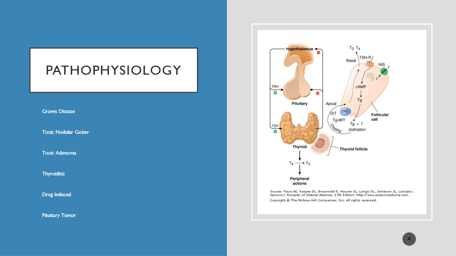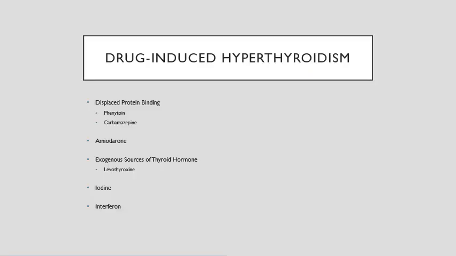Other sources of hyperthyroidism are toxic nodular goiter, toxic adenoma, thyroiditis, drug-induced hyperthyroidism, or pituitary tumors. Drugs are one source of hyperthyroidism and can do so by many different mechanisms of action. Drugs with high protein binding can displace T4 and T3 from albumin and proteins in the blood. This results in higher free T4 and T3 levels in the serum and therefore creates an effective hyperthyroidism.